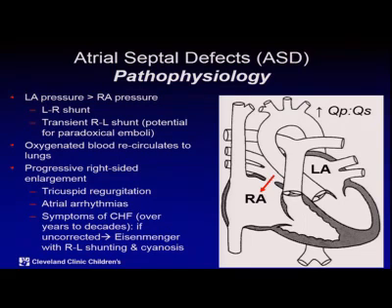So symptoms of congestive heart failure can happen, and ultimately, if uncorrected, you'll have irreversible pulmonary vascular disease, which will reverse the shunt to be right to left and cause cyanosis. And by that time, they would be irreparable.